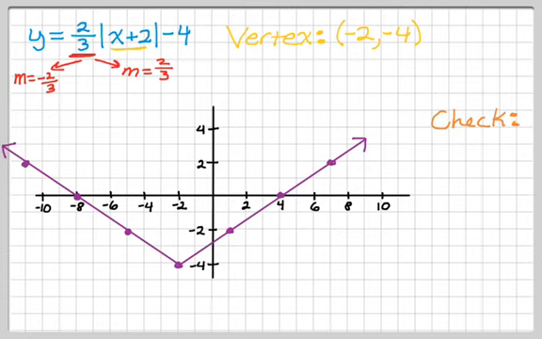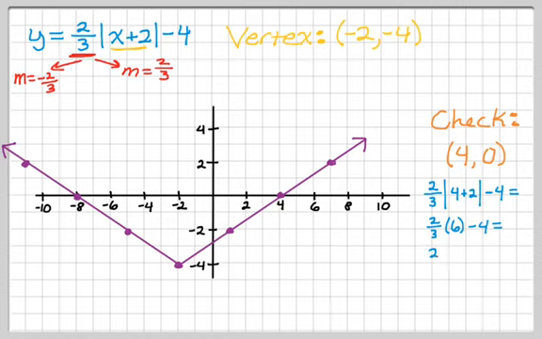The point 4, 0, for example, turned up on my graph. So I'll take 4, 0 and substitute it into 2/3 the absolute value of x plus 2 minus 4, and see if I end up with 0. So 2/3 the absolute value of 4 plus 2 minus 4: the absolute value of 6 is 6, minus 4. The 3 and the 6 cancel to give you 2, so you get 2 times 2 minus 4, which we know is 0. That's what I was expecting, so it checks out.